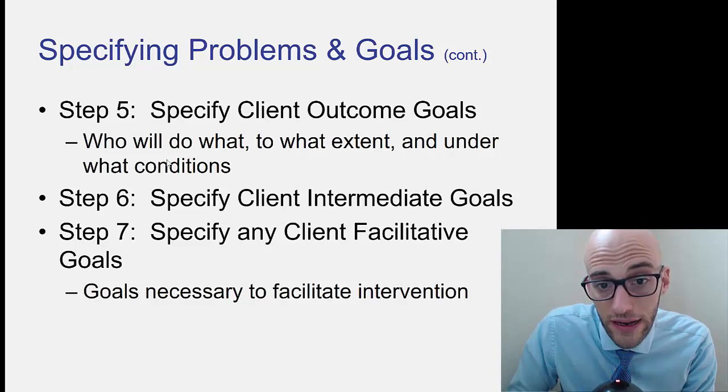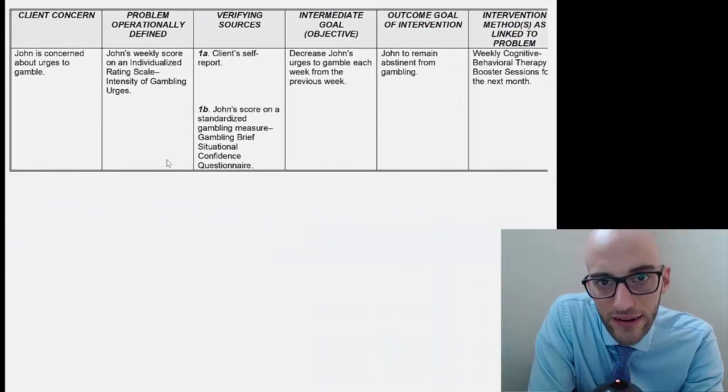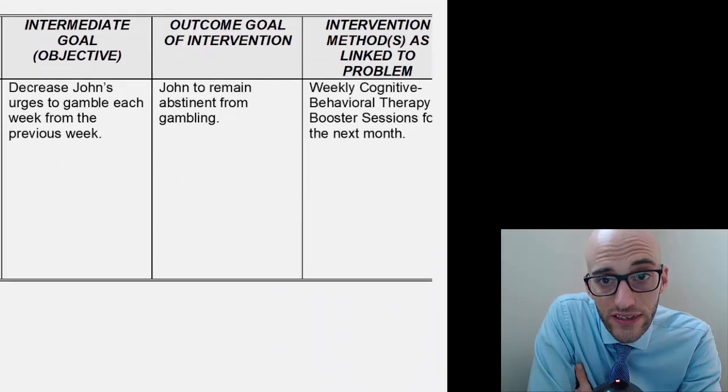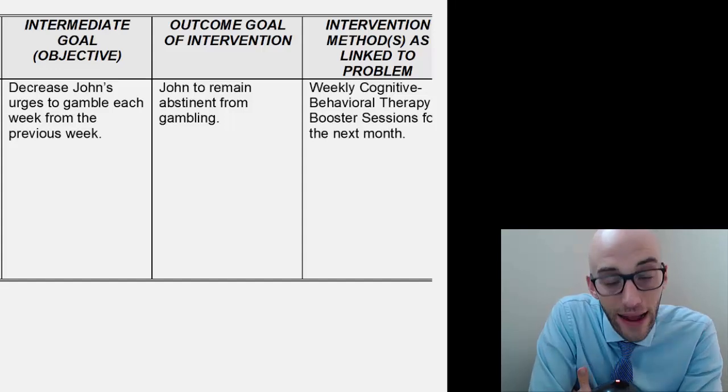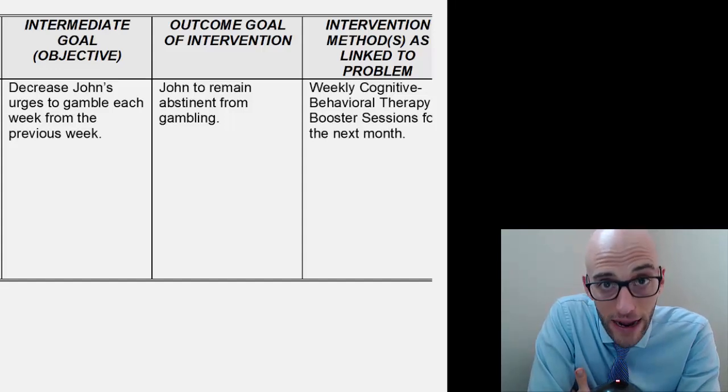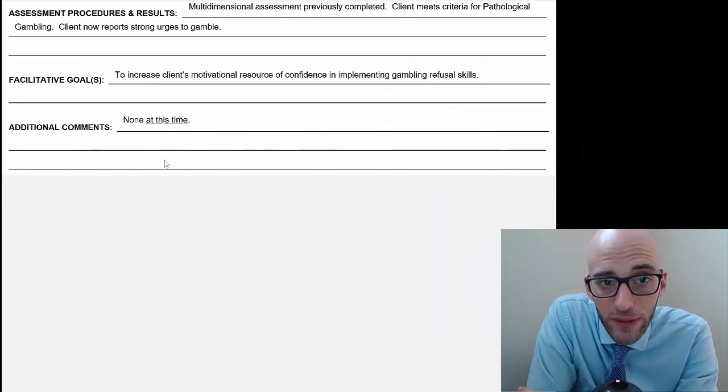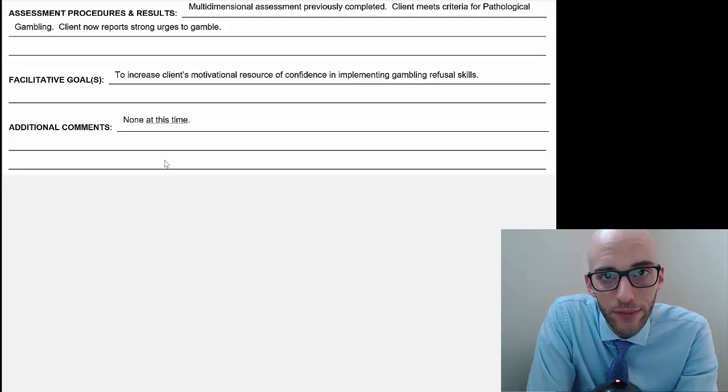Step 6 is to come up with intermediate goals, and step 7 is to come up with facilitative goals. If we go back to the completed goals table, and the outcome goal is for John to remain abstinent from gambling, something that might be a step along the way is to decrease John's urges to gamble from the previous week, maybe a 50% reduction from his baseline score of urges to gamble. That could be an intermediate goal that helps him get to the final outcome. A facilitative goal could be to increase his motivation and confidence in gambling refusal skills, potentially providing him with more psychoeducation on coping strategies or skills that he could use when he has urges to gamble.